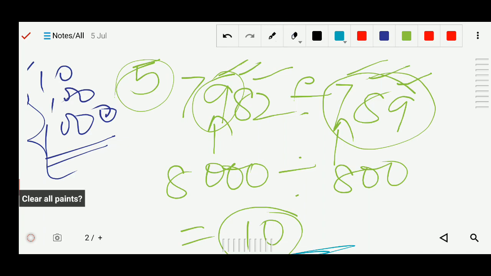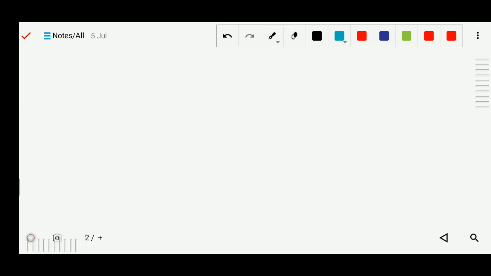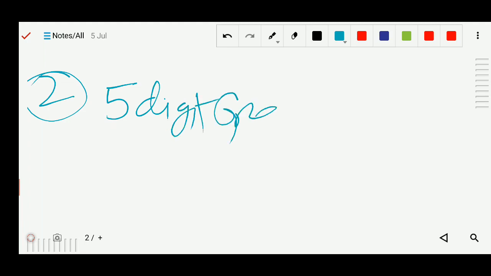In this page 33, you can see the question from the mental math, question number 2: how many 5-digit numbers are there in all? If this type of question comes, in the question they are asking about 5-digit numbers. So first you write the 5-digit greatest number. What will be the 5-digit greatest number? 5 times 9.